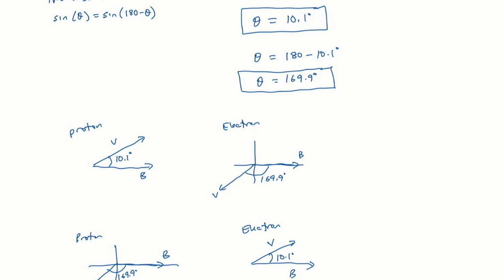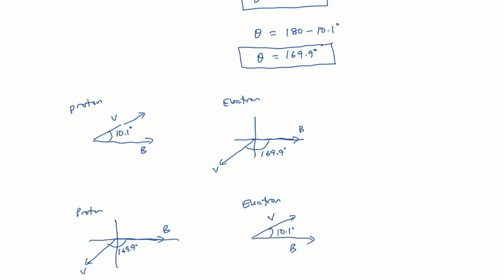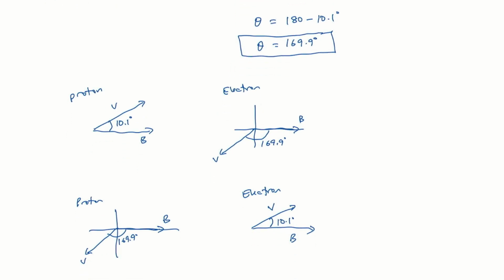But then when the proton moves at 169.9, the electron moves at the 10.1. So they're just flip-flopped by 180 degrees. So it's just a minor subtlety there in finding those answers.